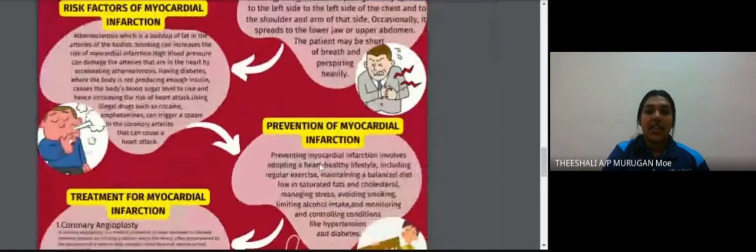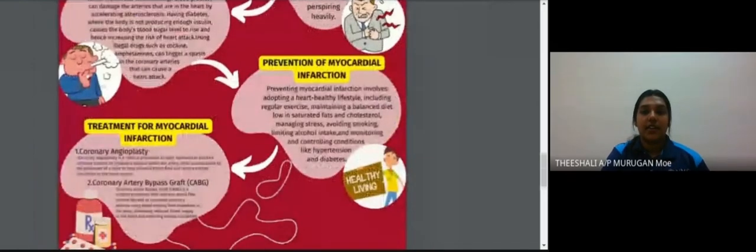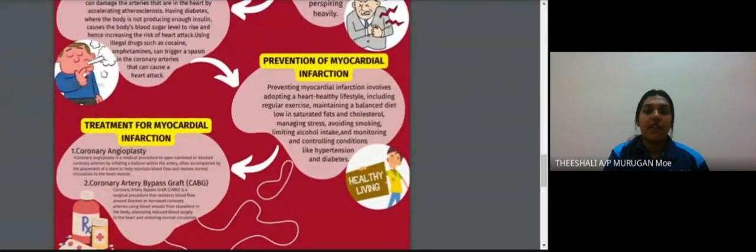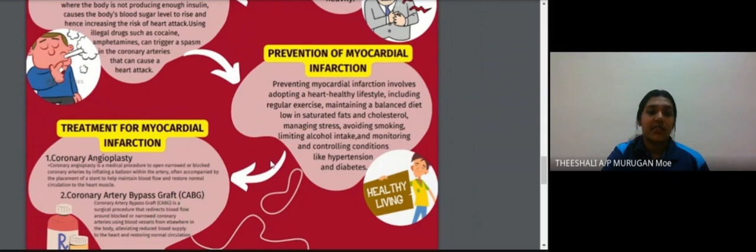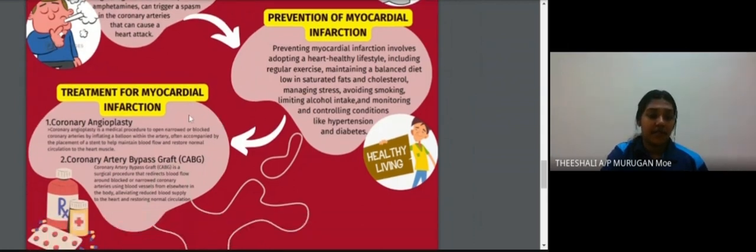And now we're going to see the prevention of myocardial infarction. Preventing myocardial infarction involves adopting a heart-healthy lifestyle, including regular exercise, maintaining a balanced diet low in saturated fat and cholesterol, managing stress, avoiding smoking, limiting alcohol intake, and monitoring and controlling conditions like hypertension and diabetes. Like I said, now we're going to see the treatment for myocardial infarction.